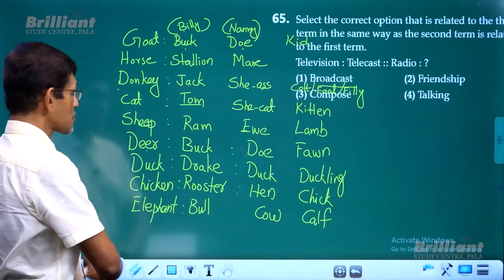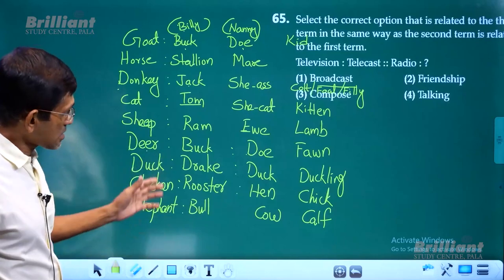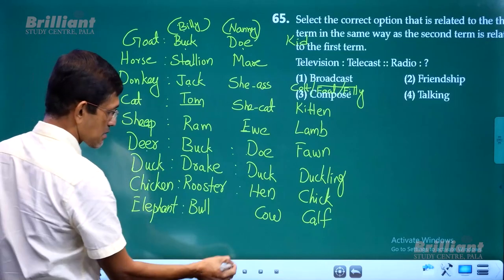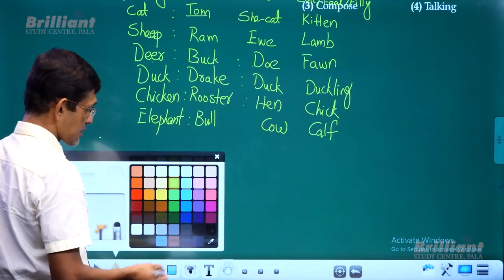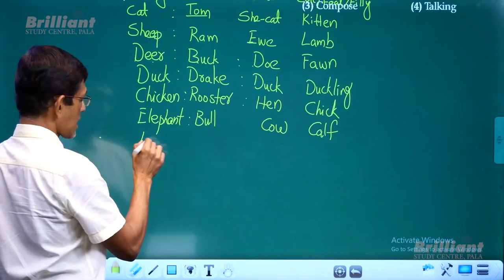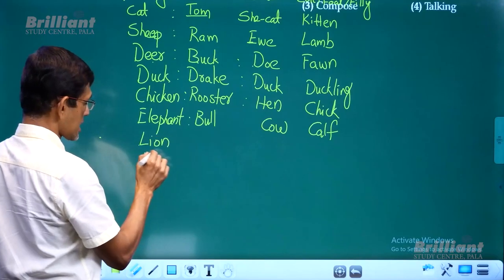All right. So this is pretty much about the animals. And of course, we have a few more animals, the most important ones. You have to be aware of the lion as well. Lion, tiger, all those kinds of animals.